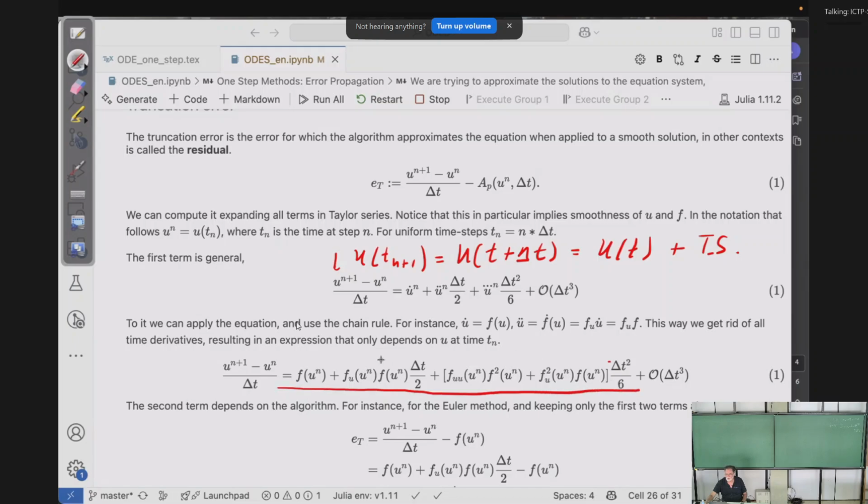So this one is this one here, and this is the second order. So you have two derivatives of f times f squared, and then you have one derivative of f with respect to u squared times f. So you have three f's and two derivatives, and so on. So now we can rewrite the error.